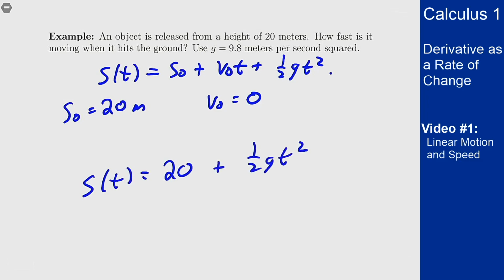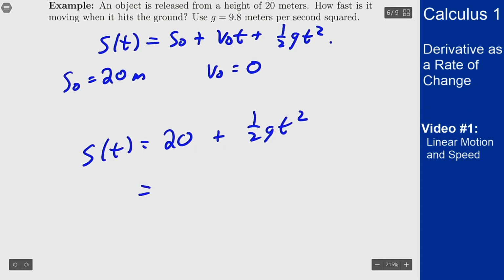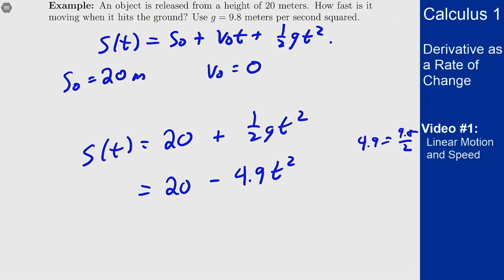I'm told to use g as 9.8. However, the important thing to realize here is gravity always pulls it downward. So gravity is in the opposite direction of the 20 that is the height. So what I want out of this is 20 minus 4.9t squared. The 4.9 is because that's 9.8 over 2. I want to know how fast it's moving when it hits the ground. That means I need to know when it hits the ground, so I can put that into a velocity equation to figure out how fast it's moving.